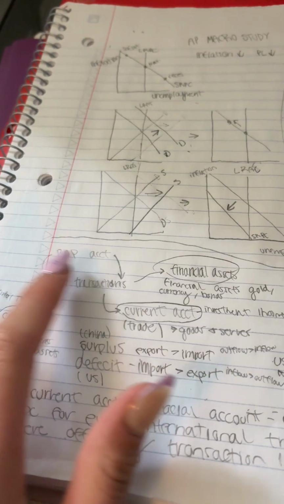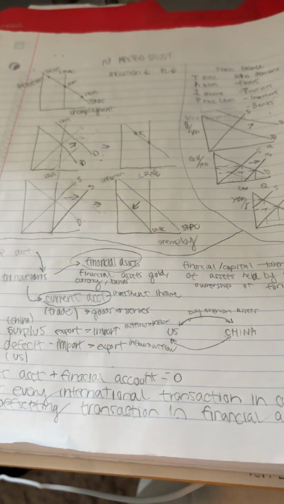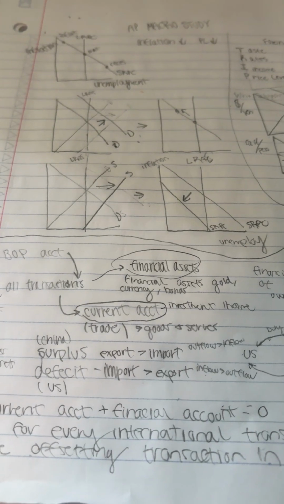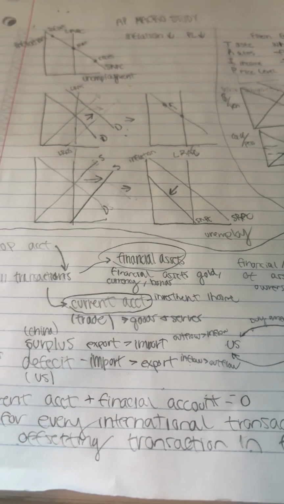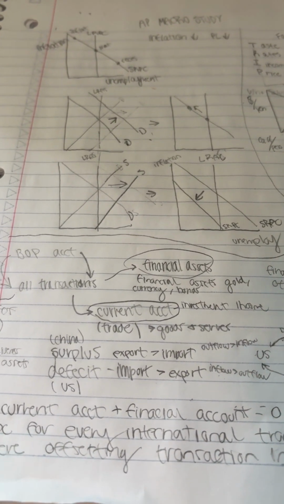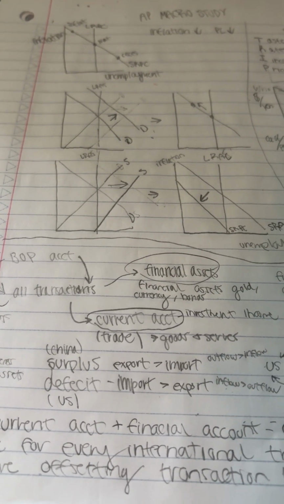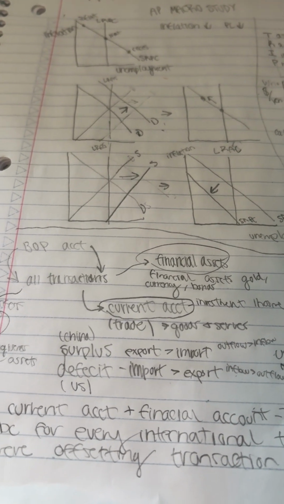And then for the next one, it's asking what's the BOP account. The BOP account is like the big account with all of the other smaller accounts in it. Basically there's the current account, which tracks investment income and trade for goods and services. And then there's a surplus, which means that they're exporting more than they import. And then there's a deficit, they're importing more than they export.